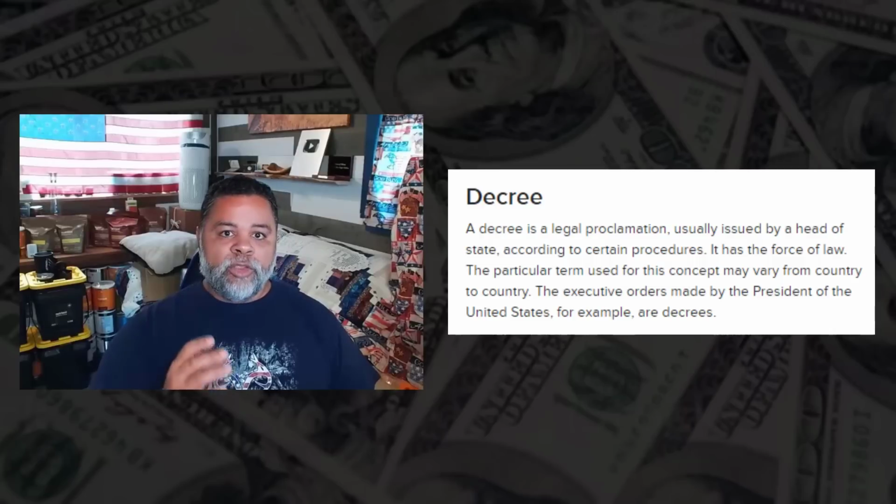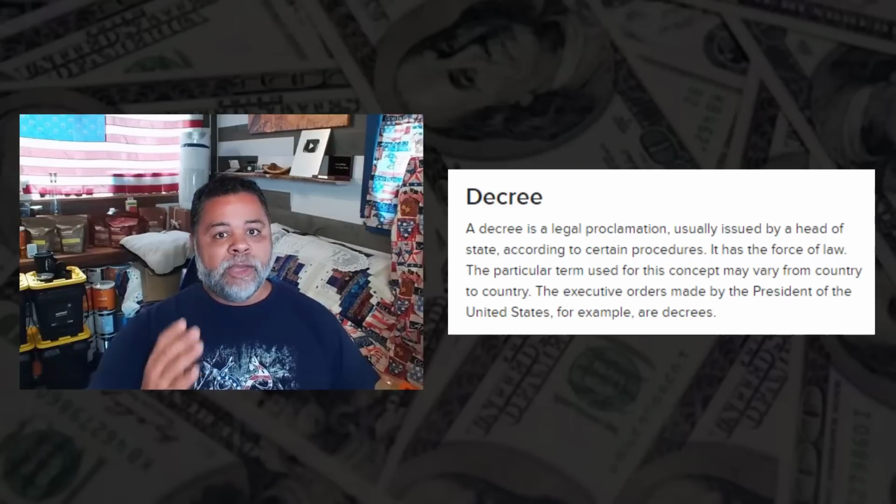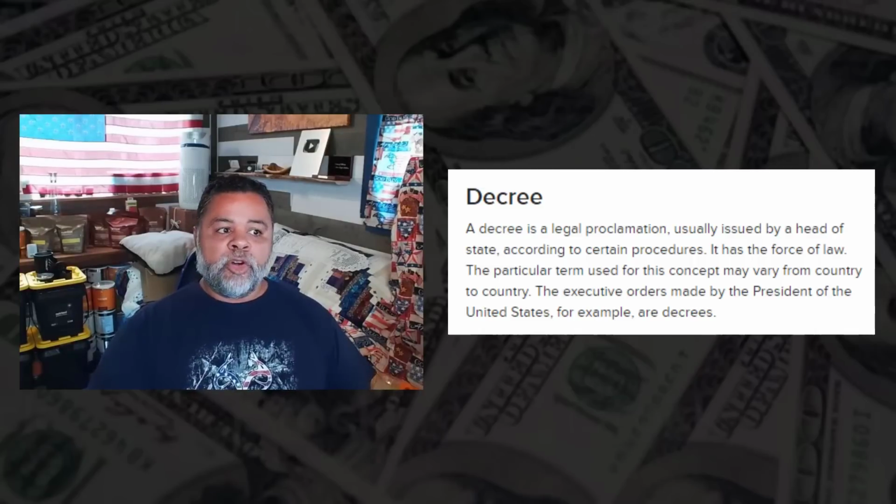So they made the Federal Reserve note legal tender. So under the force of law, you have to use it to pay public debt, and you can use it to pay private debt if you like. The particular term used for this concept may vary from country to country. The executive orders by the President of the United States, for example, are decrees. Are executive orders law?